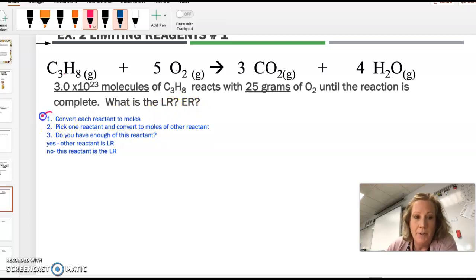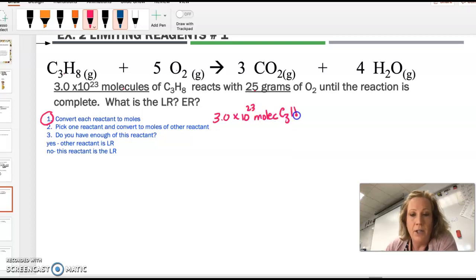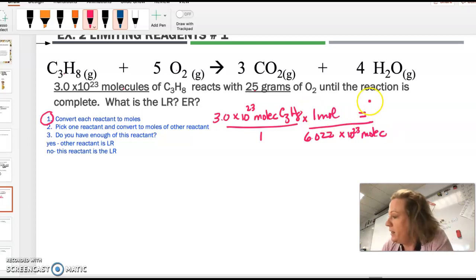So the first step I'm going to do is convert each of these to moles. We're not doing the stoich yet, but I'm just going to take my molecules of C3H8, and you could pause this and do this on your own if you wanted. I'm going to go to moles, using 10 to the 23rd molecules in 1 mole. So when I do that, I get 0.50 moles of C3H8.